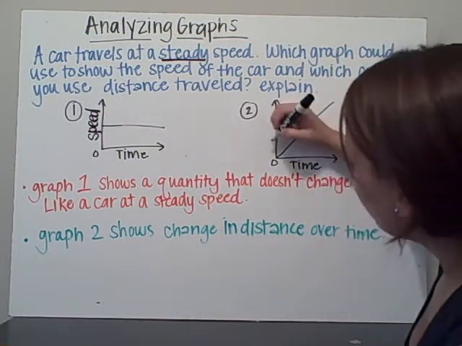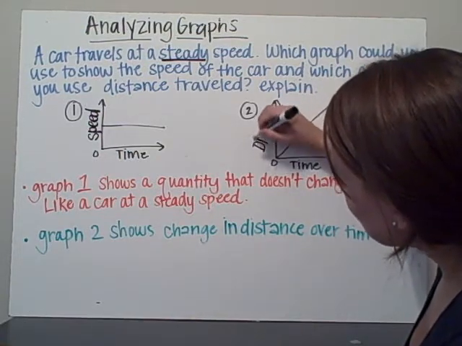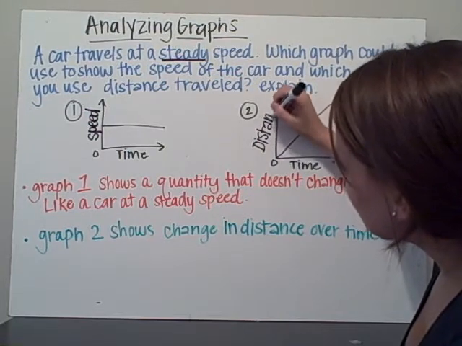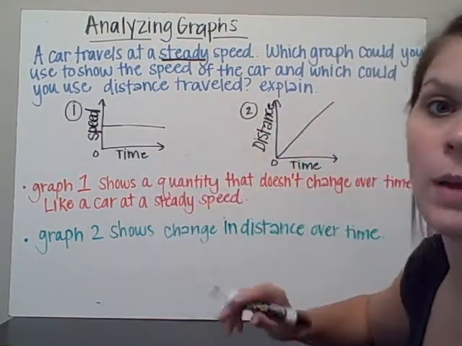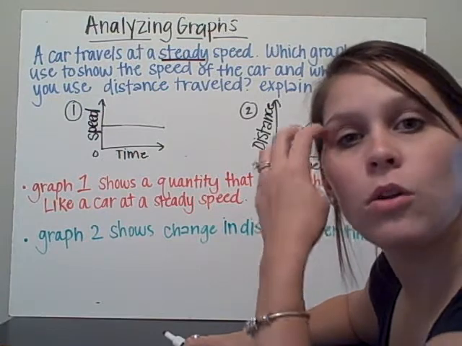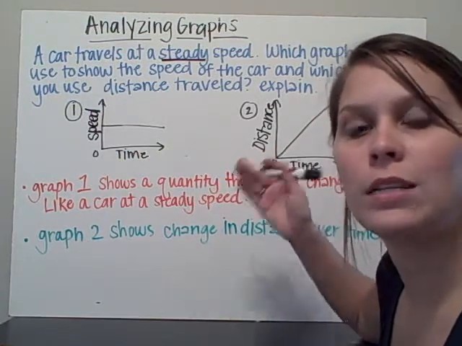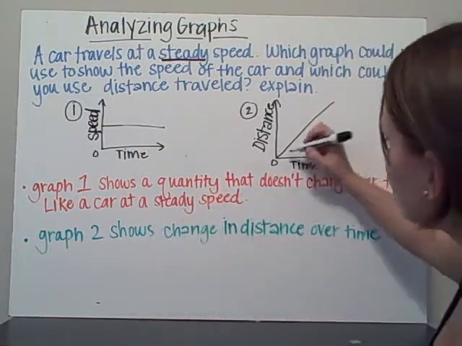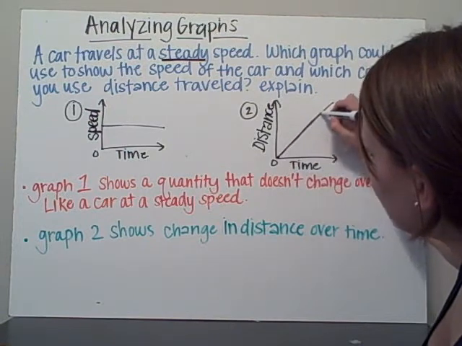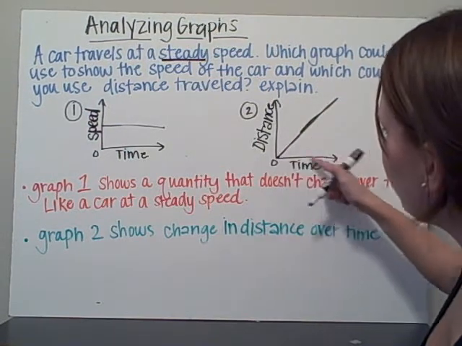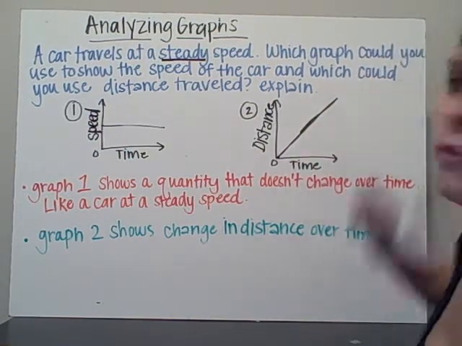Graph 2 would be more likely to represent distance because even though, yes, we're going at a steady speed, our total distance is still going to increase the longer we travel. So it's going to increase steadily at the same rate, but the longer we travel, the farther we've gone.